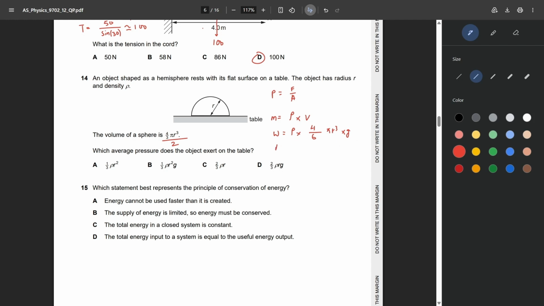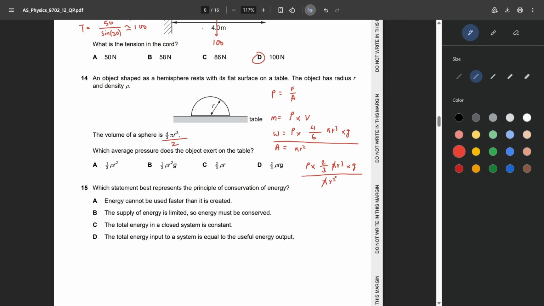Now, the area. So this right here is a hemisphere, right? So the cross-sectional area of this hemisphere will be a circle. The cross-section of a sphere is a circle, right? So the area is the area of a circle, pi r square. So force by area, which is pressure, will be equal to rho times 4 by 6, which is 2 by 3, 2 by 3 pi r cube times g. This is the force or the weight divided by the area pi r square.